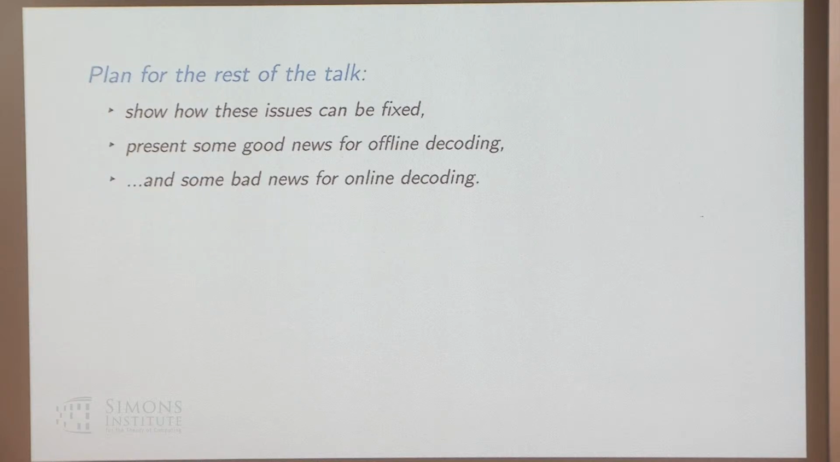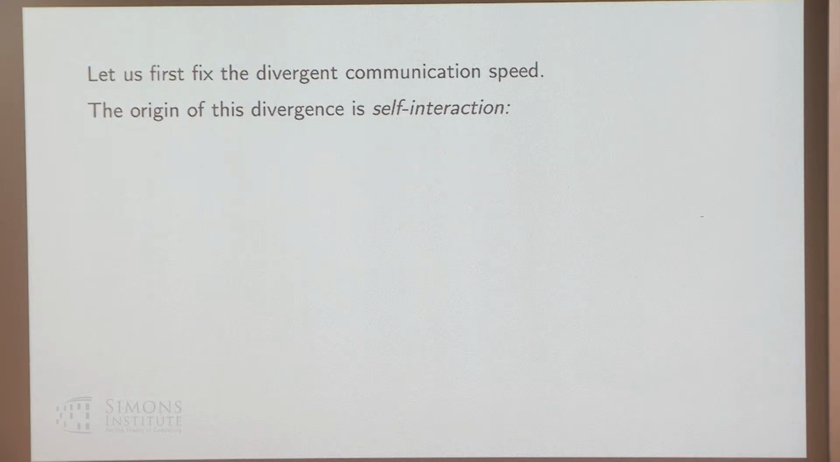So what we're going to do in the rest of the talk, first I'm going to explain why these issues arise and how we fix them. This is maybe a minor engineering part. Then I'm going to present some good news for the offline decoding problem and some bad news for the online decoding problem. So let's first do the first part. Let's first fix this divergent communication speed. Okay. So where does this come from?